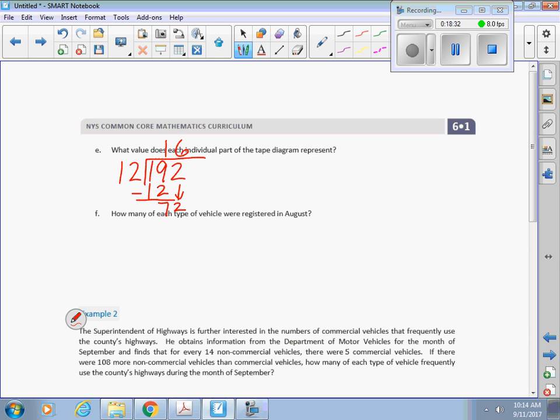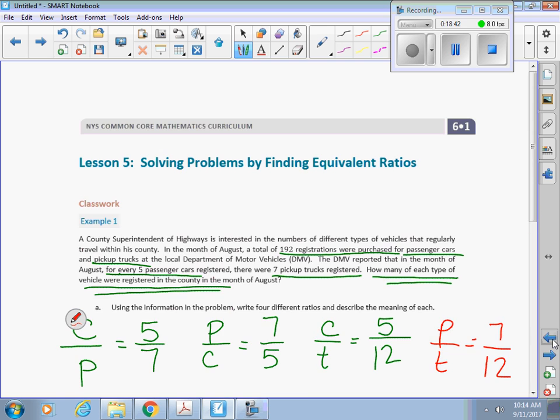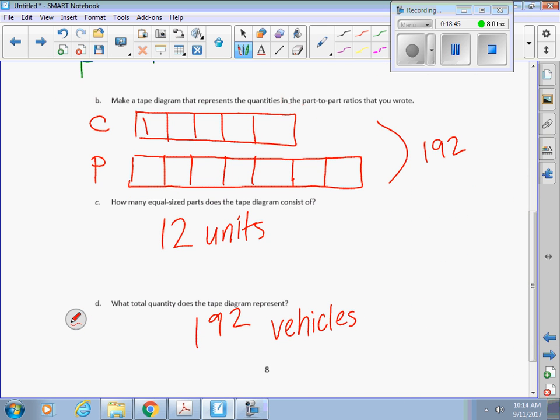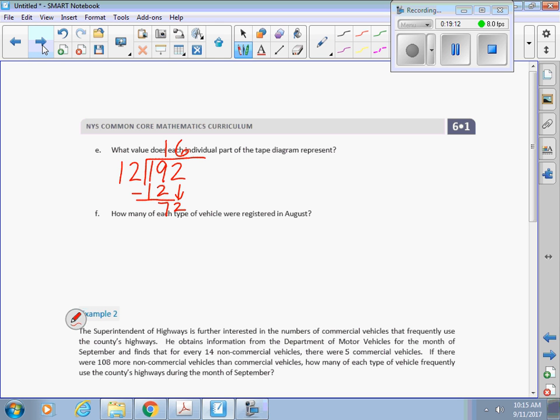So what does each unit represent? Maria? 16. 16 vehicles, very good. So we're going to go back to the last page, and we know now that each of these units is worth 16 vehicles. So our last step is now to answer that original question, to figure out how many of each type of vehicle there are. You can figure out how many cars and how many pickups there are. Okay, we are going to flip back. Is everybody good so far?